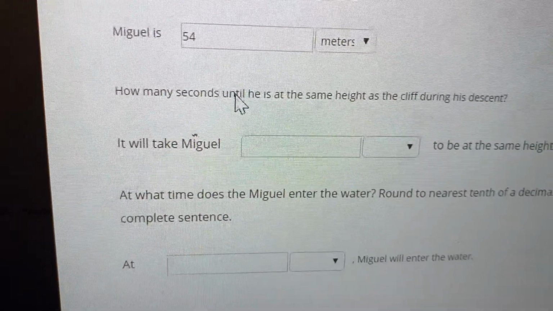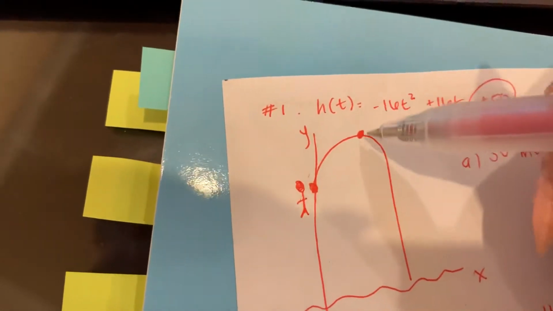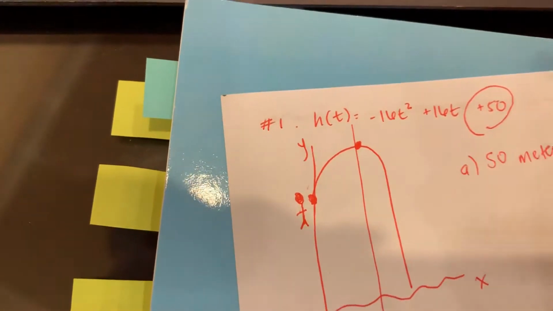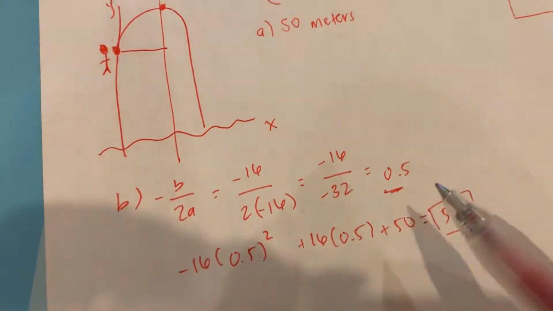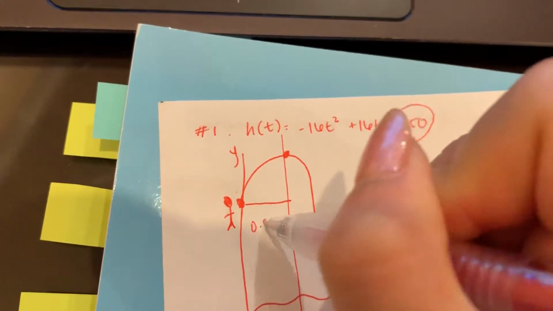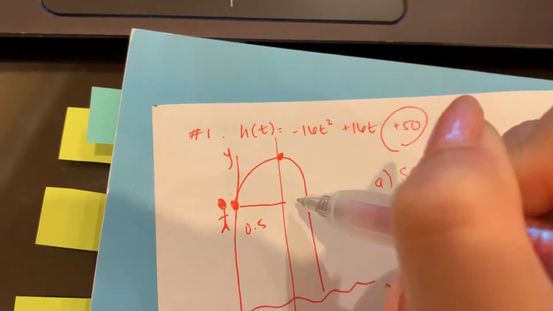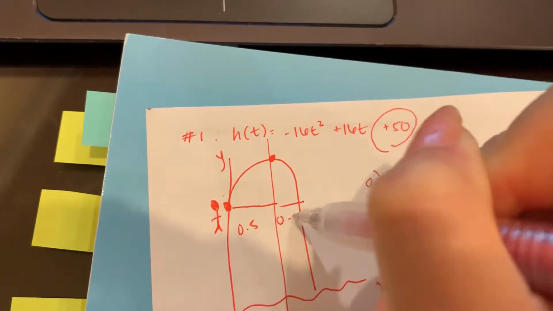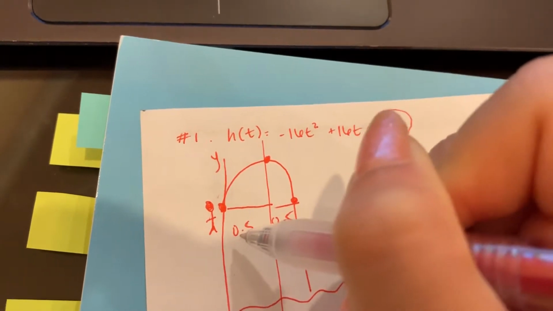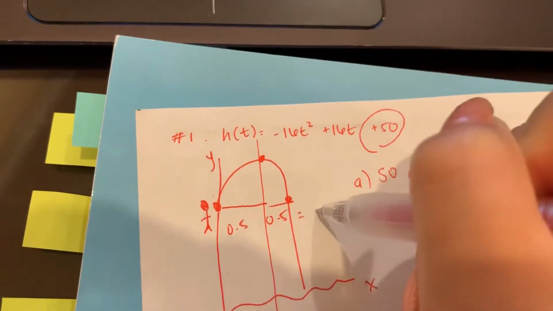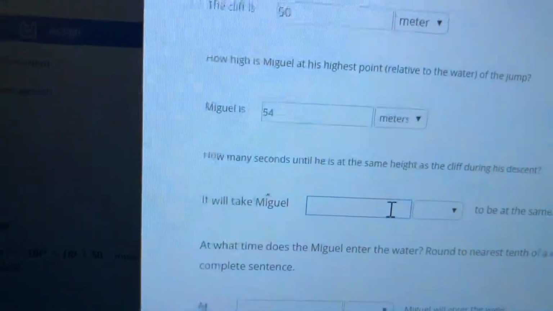Okay, next question. How many seconds until he is the same height as the cliff during his descent? So same height as the cliff during his descent. I'm gonna teach you guys a shortcut real quick. So this is my axis of symmetry, right? I know that from here to here, I solved for this earlier, it would take me 0.5 seconds. So if it takes me 0.5 seconds to get from here to the middle, it should take me another 0.5 seconds to reach the same height again. So when I add that up together, that should give me 0.5 plus 0.5, 1 second. So I'm going to say this would give me 1 second to get to the same height.